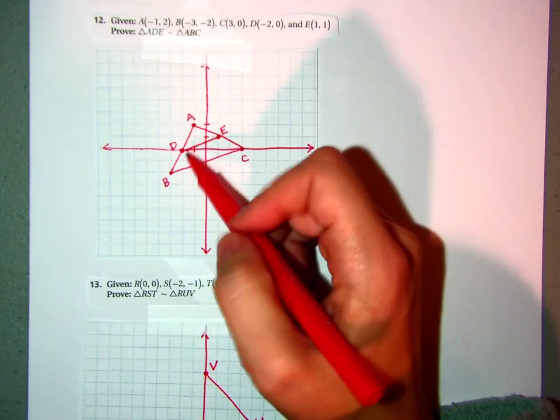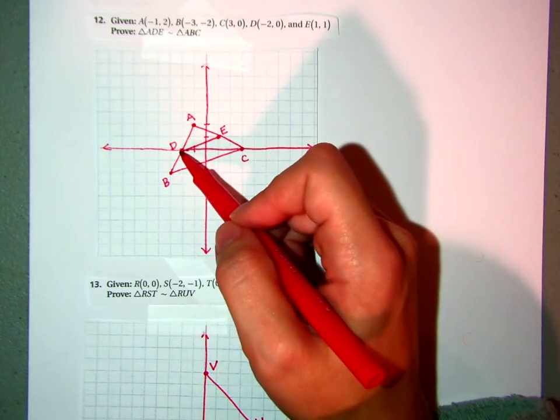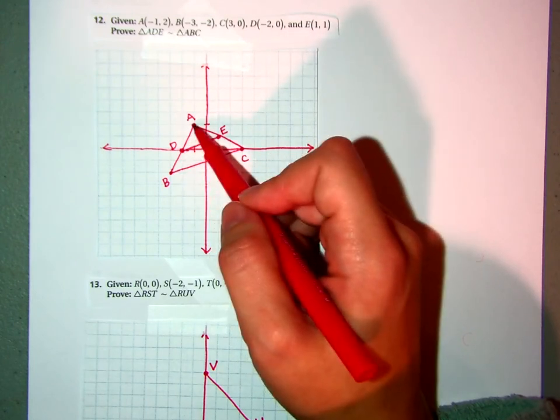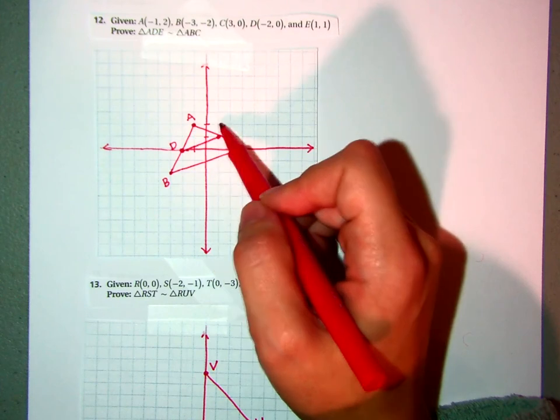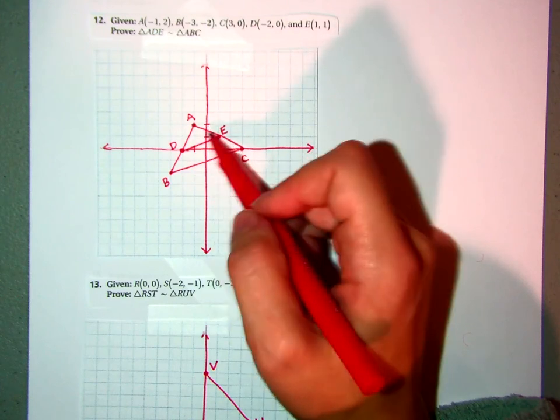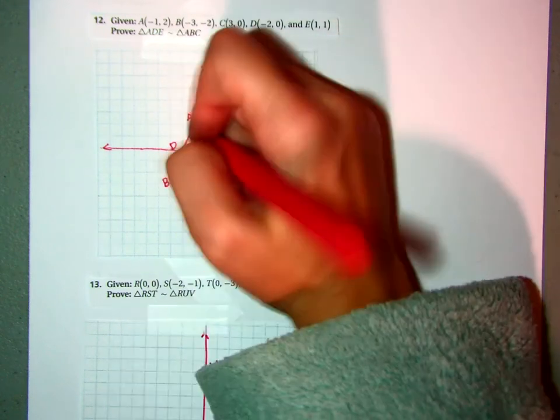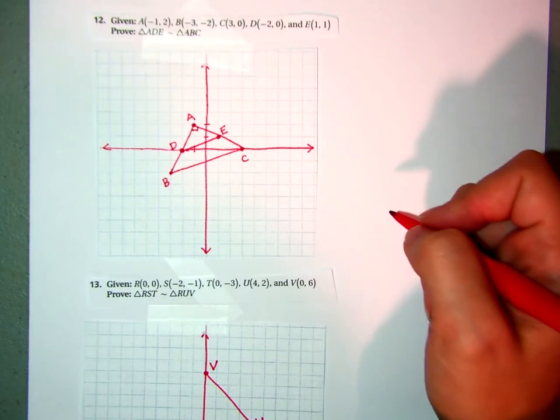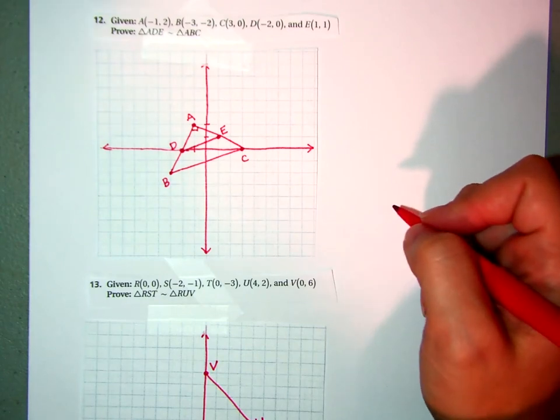Now I will say this here, if you look at this one here, this is going up 1 over 2, and then this one's going over 2 down 1. Those are opposite reciprocal slopes. So we do know that actually this is a right angle right in there. So we can use that to help simplify and save ourselves some time.